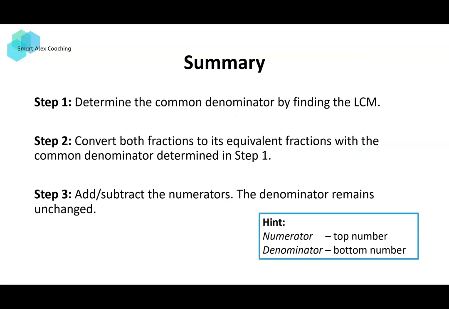In summary, when we want to add or subtract unrelated fractions, the first step is to determine the common denominator by finding the LCM. The next step, we then convert both fractions to its equivalent fractions with the common denominator determined in step 1. And in the last step, we simply add or subtract the numerators. The denominator remains unchanged.